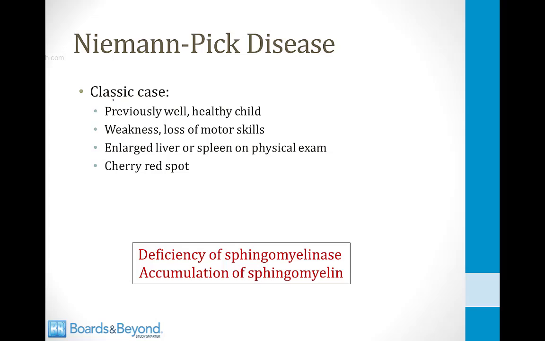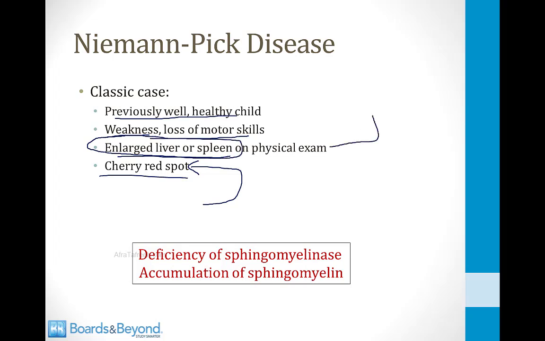So the classic case of Niemann-Pick disease is a previously well, healthy child who starts to develop weakness and loses motor skills. There will be an enlarged liver or spleen on physical exam and a cherry red spot when you look in the back of the eye. Now, the cherry red spot can make you think of Tay-Sachs disease, but the liver and spleen are not part of Tay-Sachs disease. If you see hepatosplenomegaly, then they are probably talking about Niemann-Pick in a child who has a cherry red spot. And then remember that the deficiency here is the enzyme sphingomyelinase, and the accumulation is of sphingomyelin.